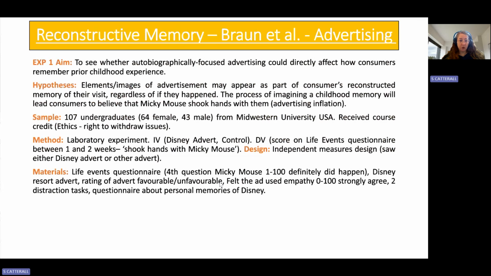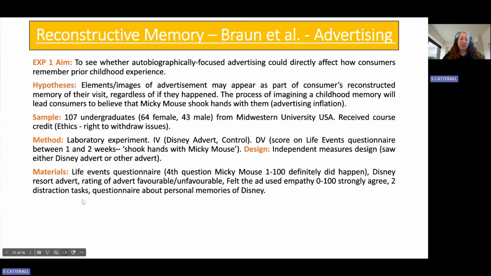So it was the fourth question on the life events questionnaire, and they had to rate it on a rating scale of 1 to 100. Definitely did not happen, definitely did happen. They also were rating whether or not they thought that the advert was favourable or unfavourable, so did they like it or not. Whether or not the ad used empathy, because in the autobiographical one there is empathy there, whereas in the control one, the factual one, there isn't any empathy there. So again, it's a little bit of a control to see, did the participants actually empathise in the first one? Did they put themselves in that situation? Because if they didn't, then the autobiographical advert wouldn't work.